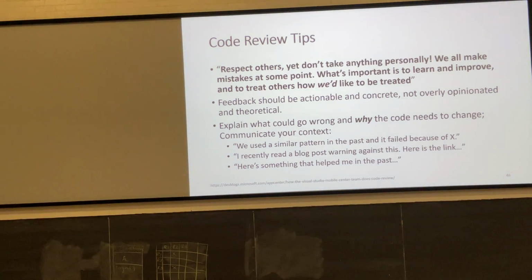So explain what could go wrong and why the code needs to change. And you can communicate your context. For example, based on this best practice, you're not doing that. We have used something in the past and it failed because of that reason. So you can tell them, I've seen this before, it has failed before because of X, Y, Z. Or, I have read an article. Or you can even cite the lecture notes. According to the DRY principle, this is not what you should be doing. Single responsibility principle and things like that.